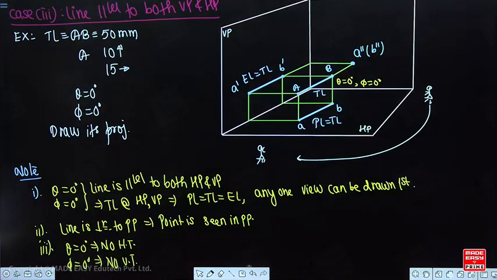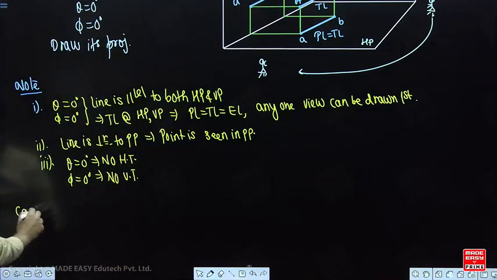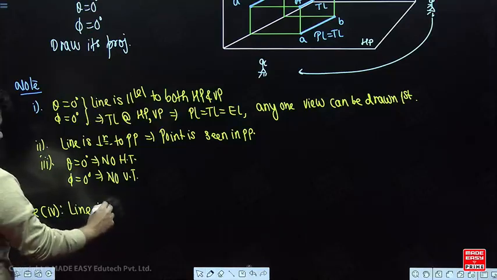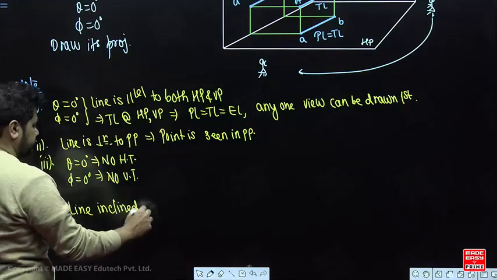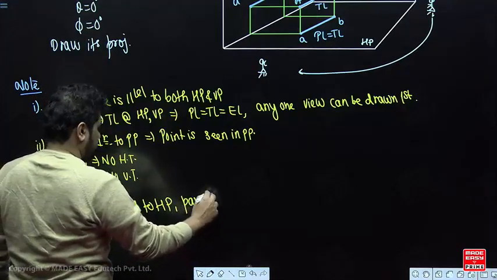Correct? Noted? Okay. So this was case number 3. Now coming to case number 4. Case number 4 is line inclined to HP and parallel to VP. Shall we move forward? Case number 4: line inclined to HP, parallel to VP.